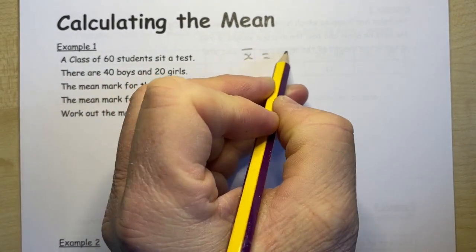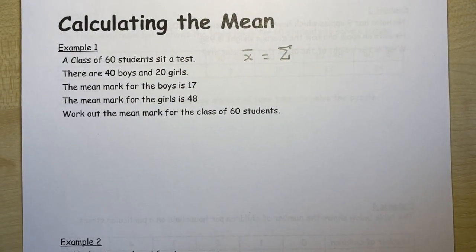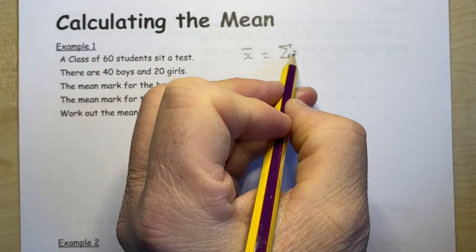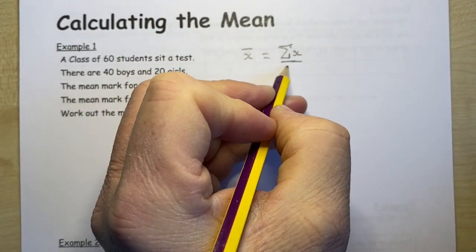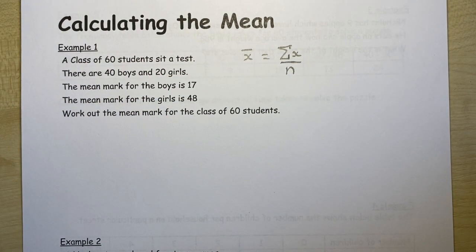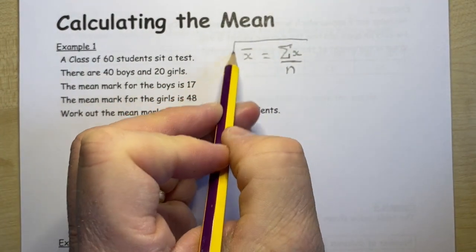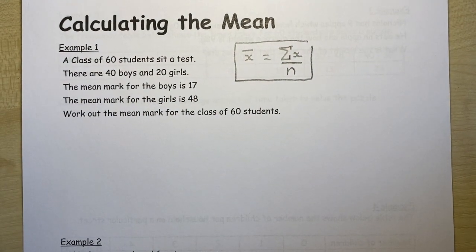The mean is the sum of, now that Greek symbol stands for the sum of, all of your data points, X for data points, divided by how many data points you have, N for how many numbers you've got. That is a very quick way of writing the mean, rather than writing it in a sentence.